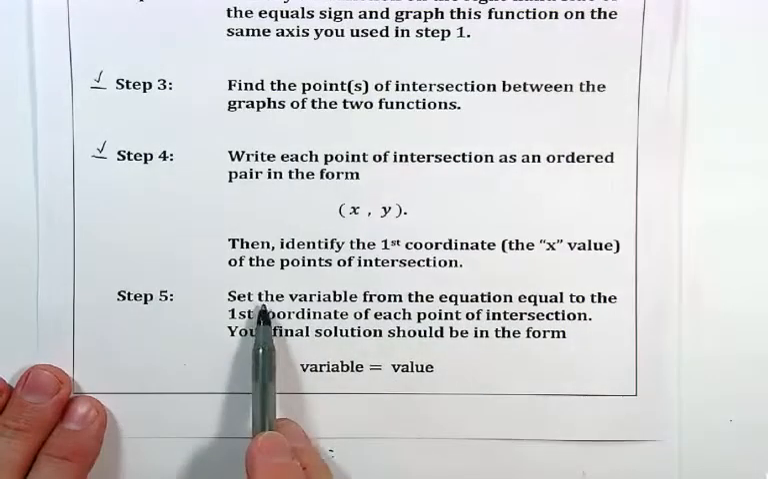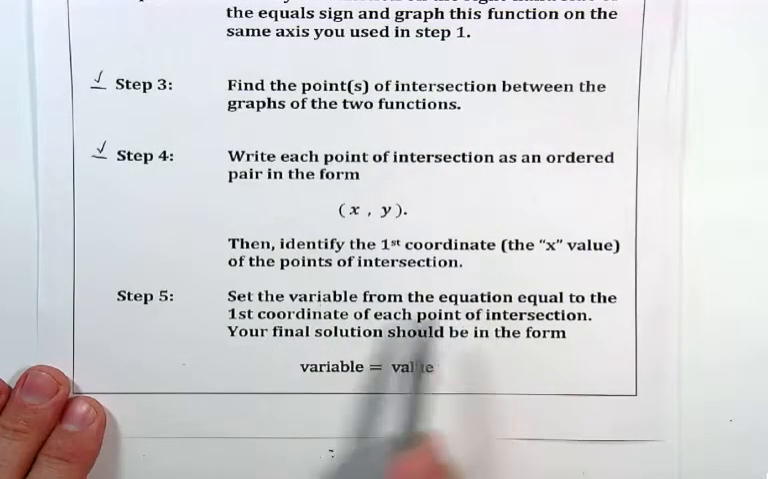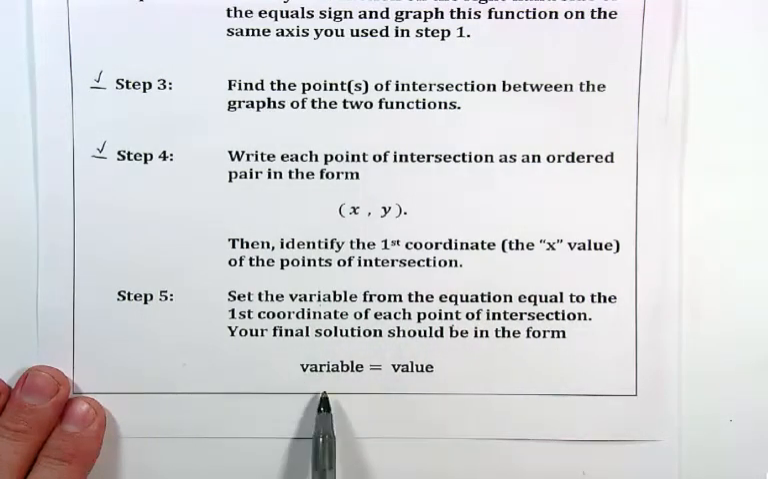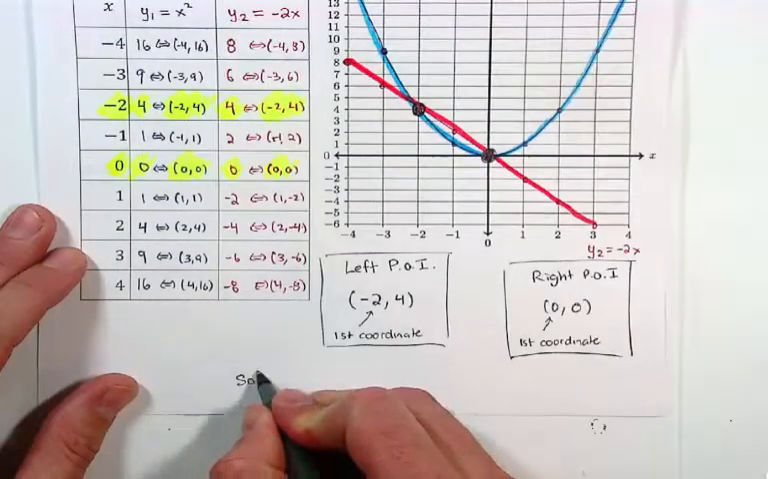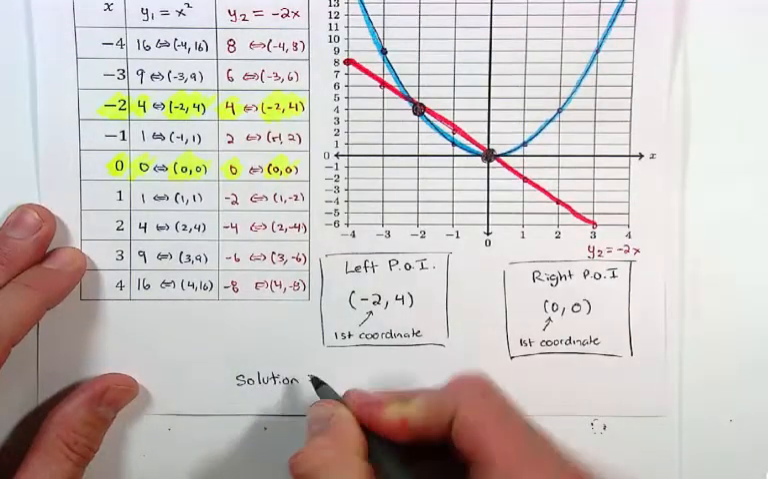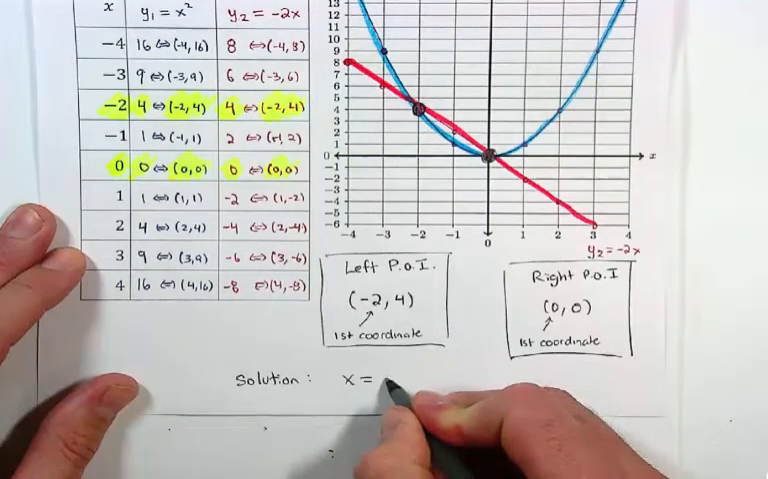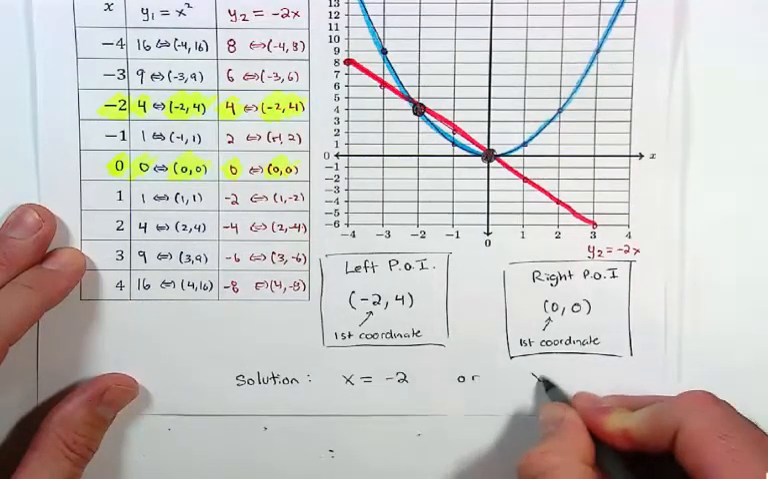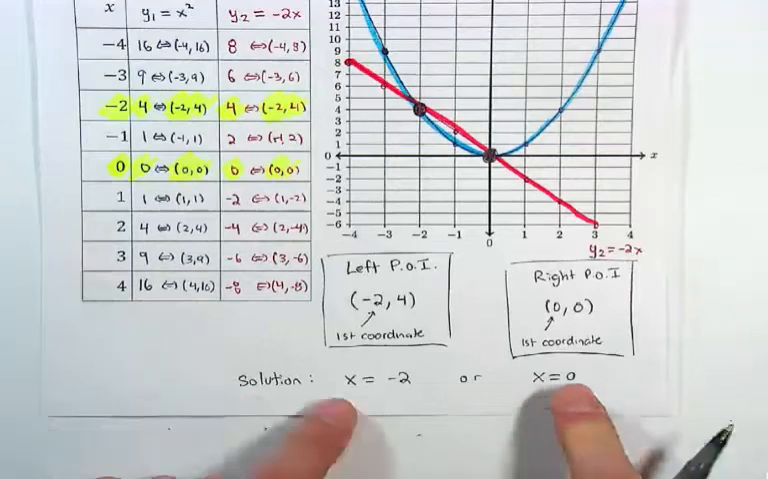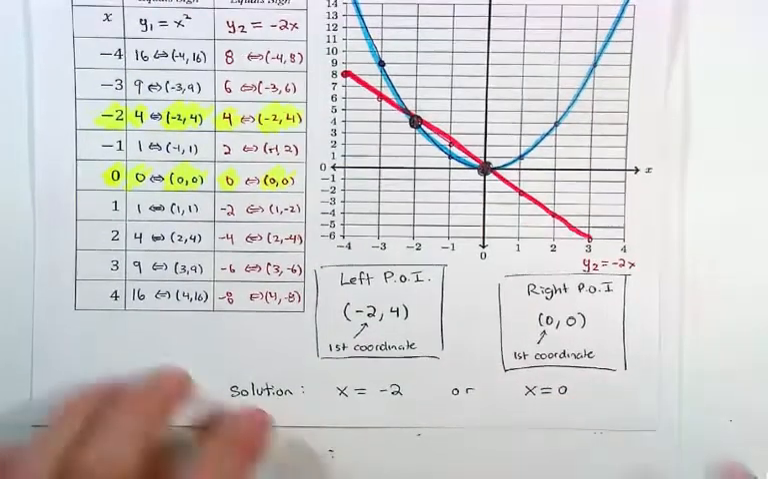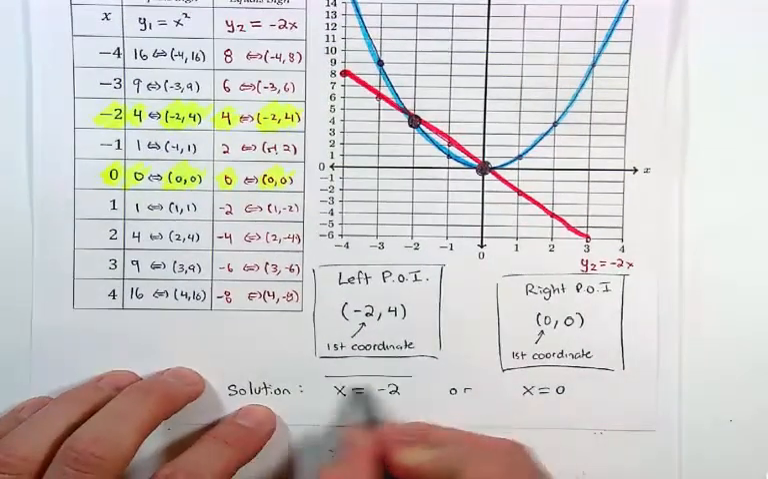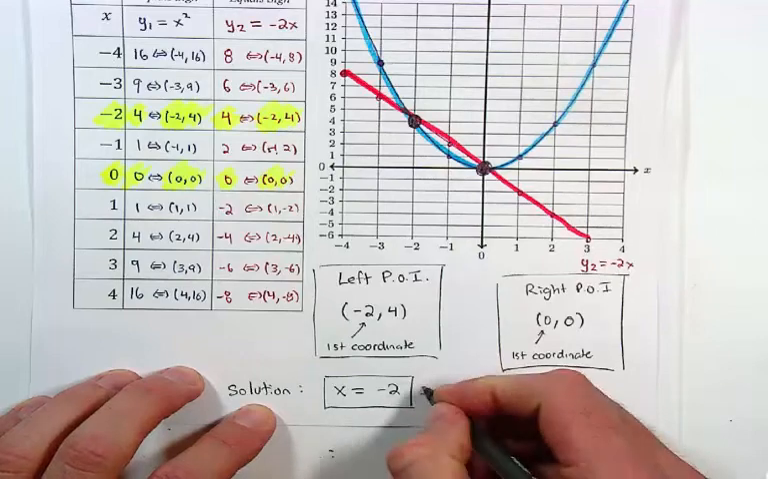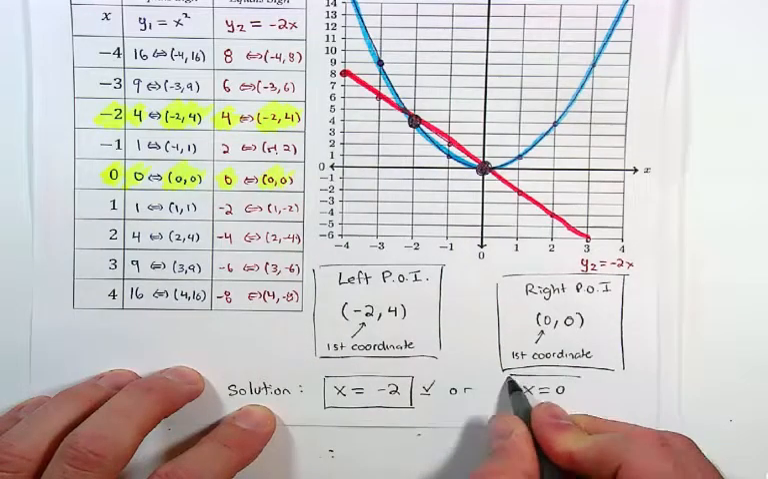The last step is to set the variable from the equation equal to the first coordinate of each point of intersection. Recall that we're going to put our final solution in the form variable equals value. In this case, we finish this up by writing our solution x equal to the first coordinate negative 2 or x equal to 0. Every time we should check our work. However, because we've already solved this, we know that these are solutions. We saw that in the last video.